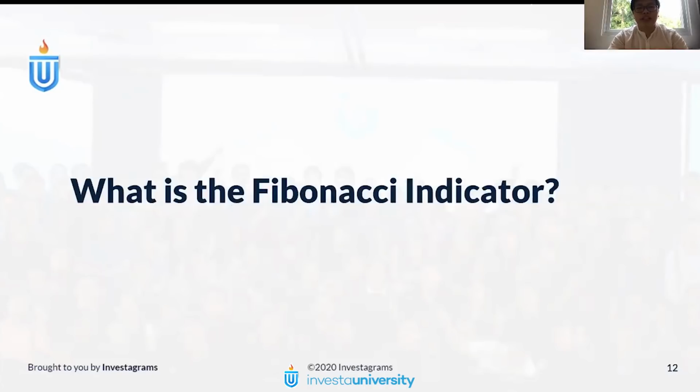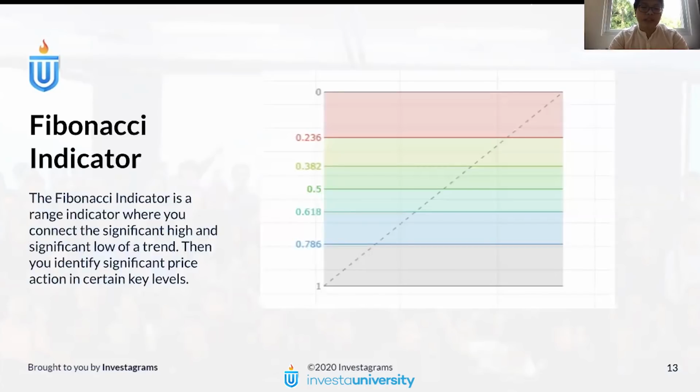So what is the Fibonacci indicator? The Fibonacci indicator is a range indicator kung saan you connect 2 points, a significant low and a significant high of a trend, then you identify significant prices in between. So ulitin ko, no? You connect 2 points, a significant low and a significant high, then yung price range in between, you find significant price levels kung saan possibly mag-react yung market more often than not.